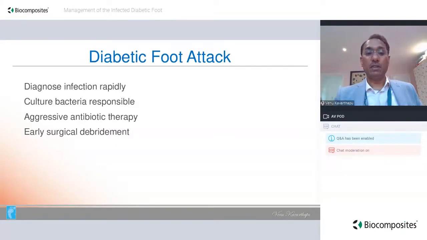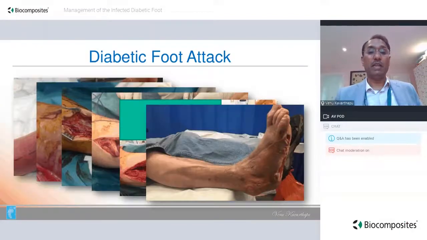It's critical that we culture the bacteria responsible for that infection and start empirical antibiotic therapy, intravenous therapy, based on the local cultures in that region, and then wait for the microbiology results. But meanwhile, if there is significant tissue necrosis, you should proceed with surgical debridement.